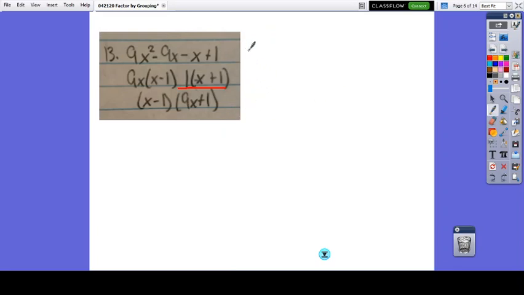Number 13, so this is a very, very common thing that comes up here. 9x squared minus 9x, we did this one perfect. We have a 9x and then we have an x minus 1 here when you divide it out, okay?